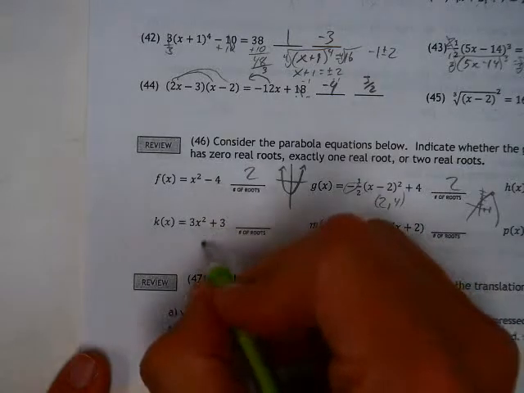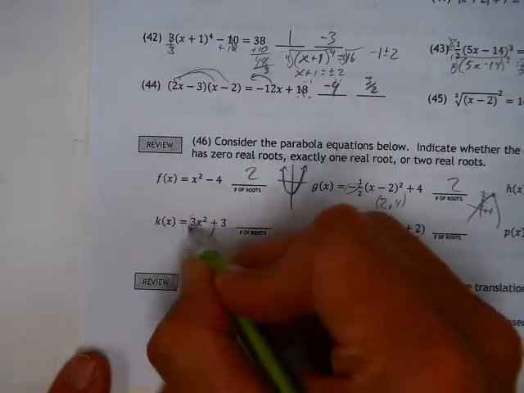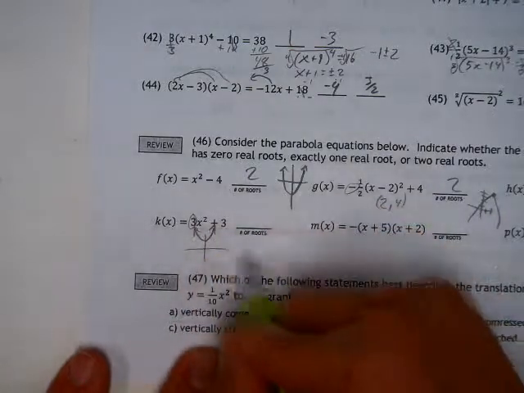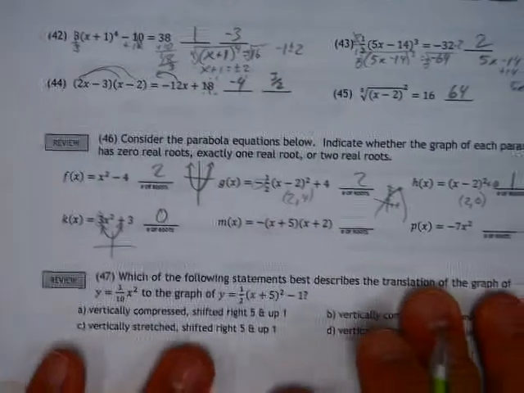Something like this. This is a parabola that's been shifted up 3 units. It's also been stretched 3, but that doesn't affect the number of roots. If it's only been up and it's facing up, there are 0 real roots.